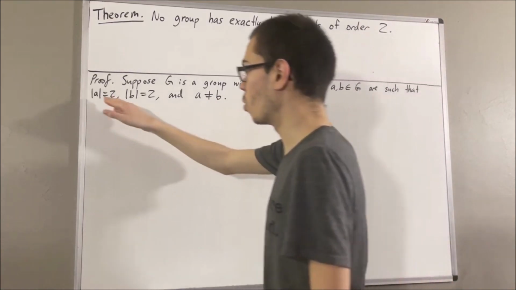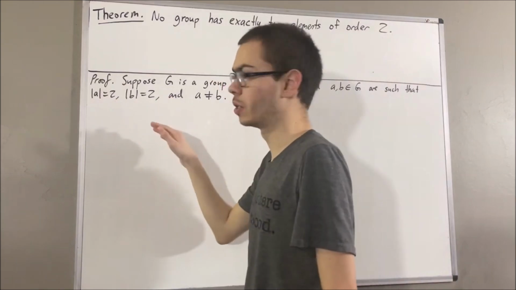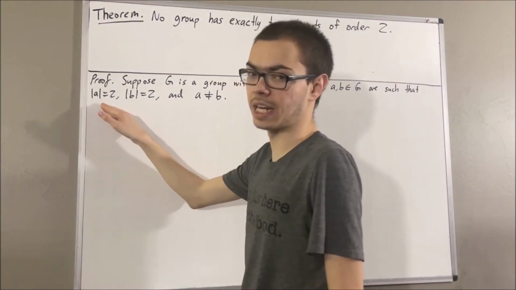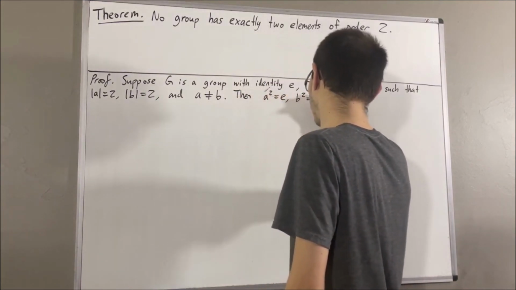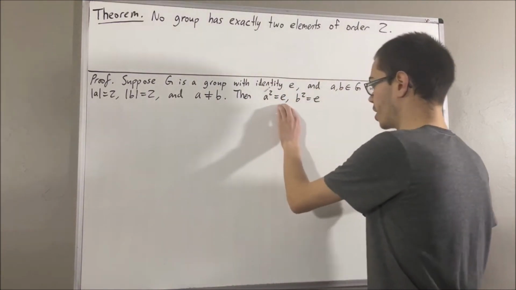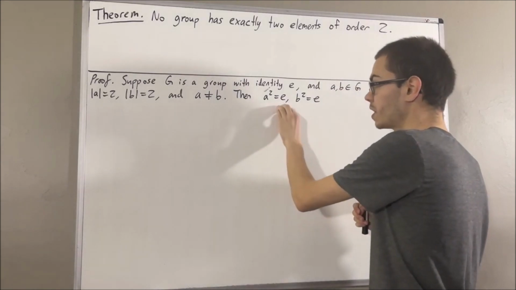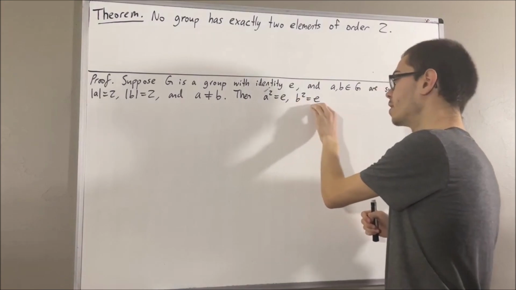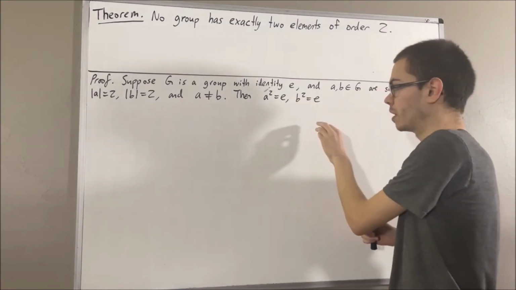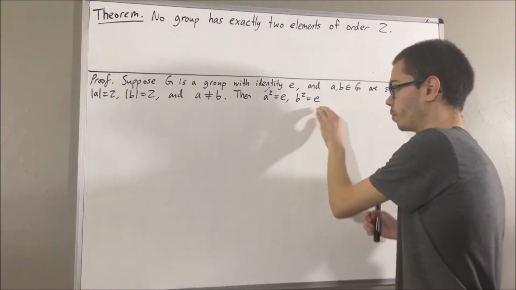Now, since the order of A and B are equal to 2, this means that A squared is equal to the identity, B squared is equal to the identity, and if we take this equation and multiply the inverse of A on both sides, we get that A is equal to the inverse of A. If we multiply this equation, both sides, by the inverse of B, we get that B is equal to the inverse of B.